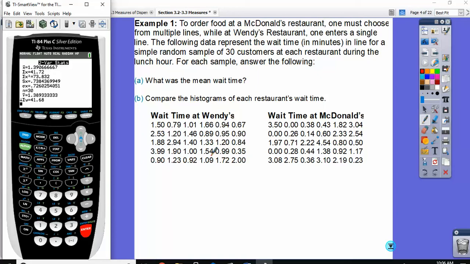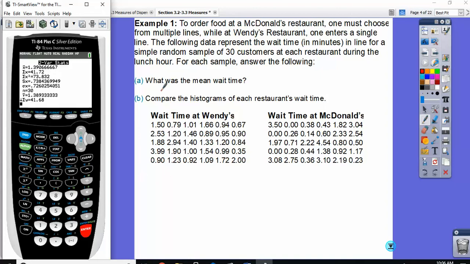Stat, calculate. Two variable statistics. Just hit enter through all of that. Would it matter if we put them in a different one? No. You can switch orders anytime.